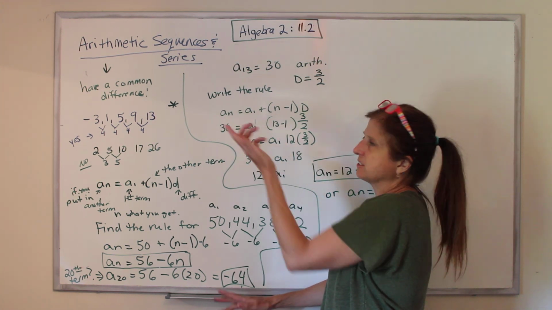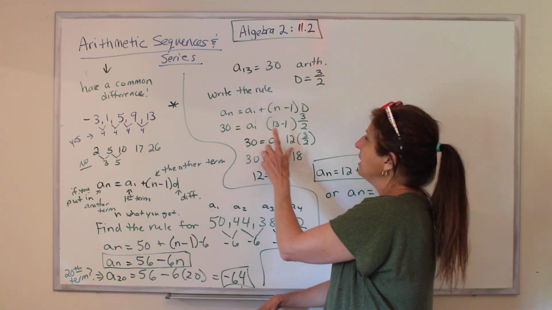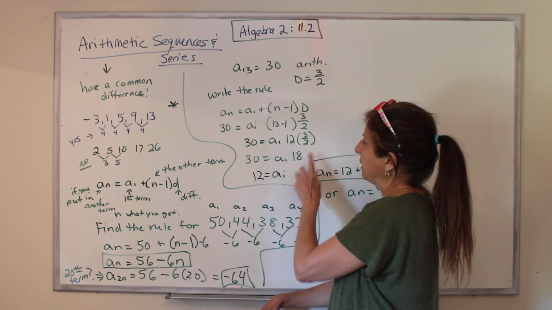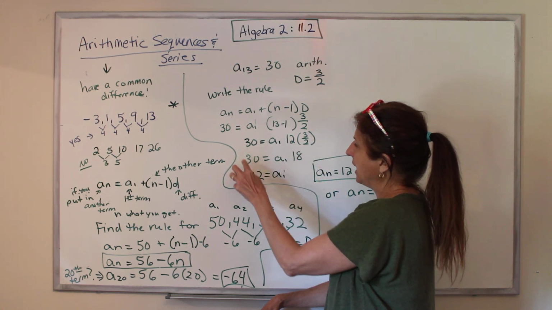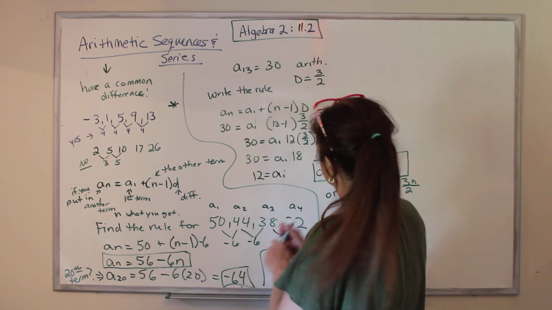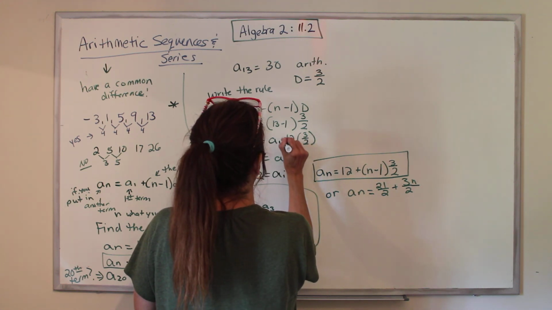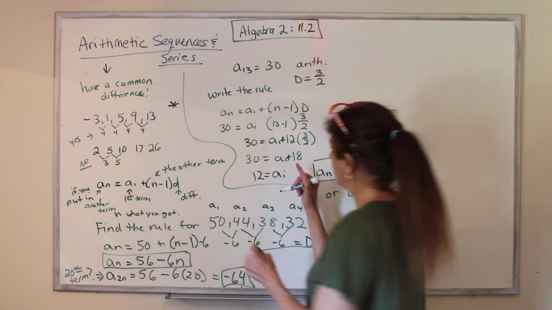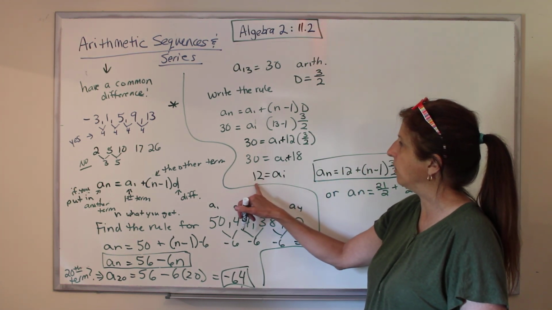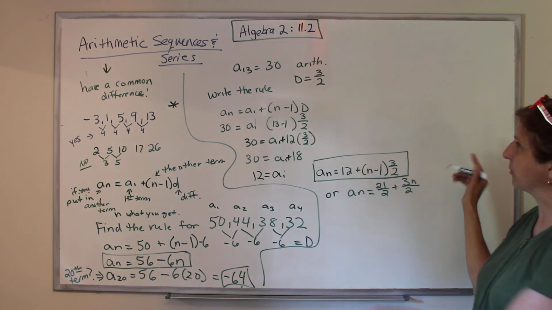We can't just say it's 1. We have to do math and figure it out. 13 minus 1 is 12. 3 times 12 divided by 2 is 18. And then it's a plus. I dropped my plus: A1 plus. There we go, I put my plus back in there. Subtract 18 from both sides. A1 is 12.